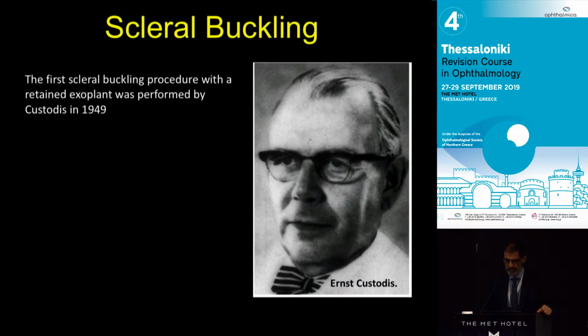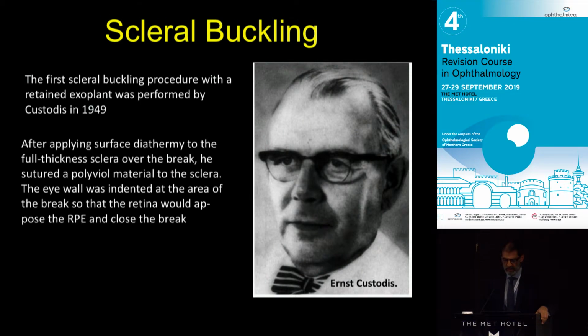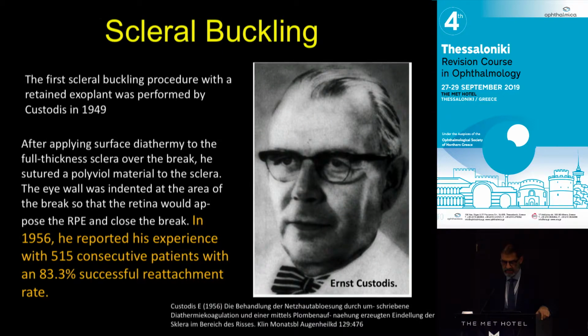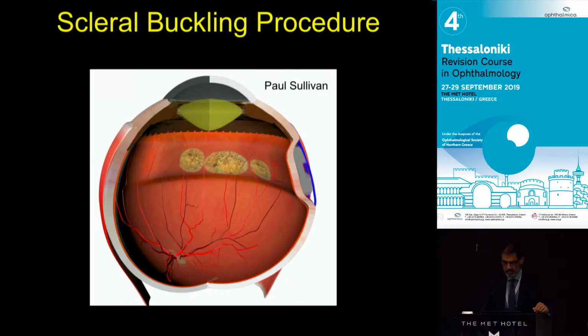We start with scleral buckling, and the first scleral buckling happened well after Gonin's idea of sealing the tear, which he used to do with diathermy in 1949, and he was able to apply diathermy externally and then put the buckle on. And it may well be that it was the buckle that did the trick rather than the diathermy. It's just worth noting, in 1956, in his first publication, 515 consecutive cases with an 83% successful reattachment rate, and that hasn't improved by much over the successive 50 years. So what about the scleral buckling procedure?